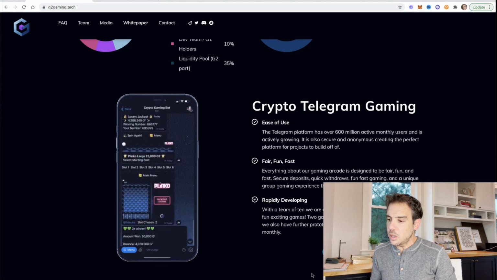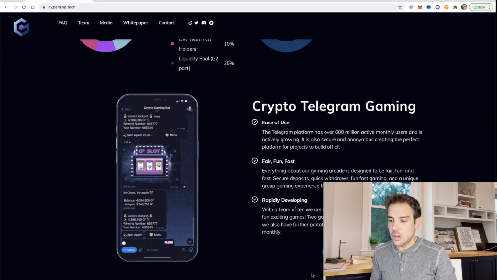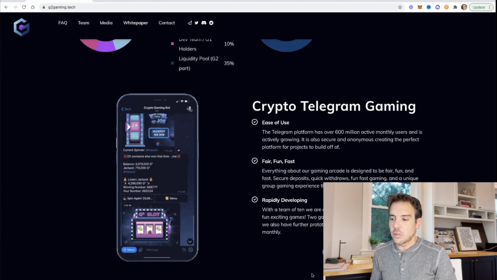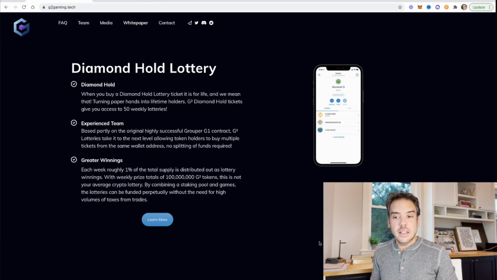Two games will be available shortly after launch. We also have further prototypes and will release additional games monthly. And the Diamond Hold Lottery. When you buy a Diamond Hold Lottery ticket, it is for life. And we mean that. Turning paper hands into lifetime holders. G2 Diamond Hold tickets give you access to 50 weekly lotteries.